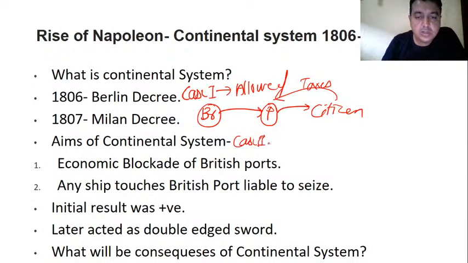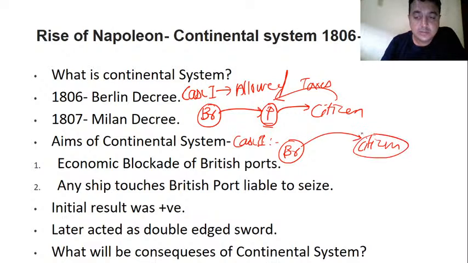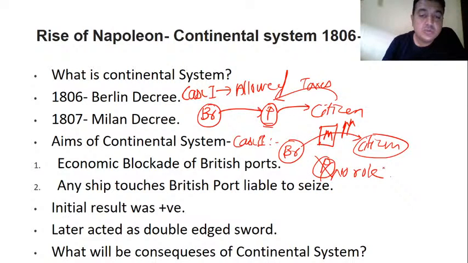Case 2, as trade is banned, but demand is there. So demand is there, supply is always there. Britain can send their clothes to citizens, but here who played the role? Middleman. And this middleman is going to earn more money. And what about the state? No revenue. So it hurt the interest of the state, and because of this continental system, the economy of the state suffered a lot.